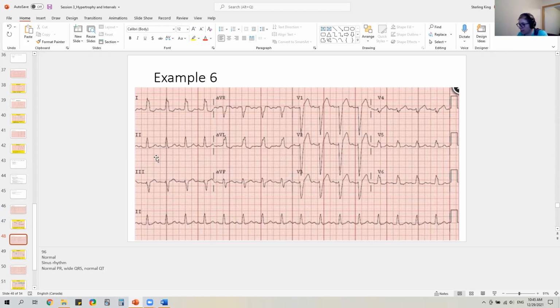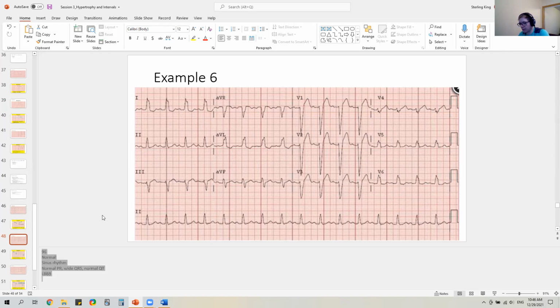So now we're on to bundle branch blocks. We're seeing the M here. So with the wide QRS, left bundle branch block, mountain peaks. You could look for other things too, but that's kind of indicative. After the left bundle branch block, you're kind of done. These are just changes associated with that.